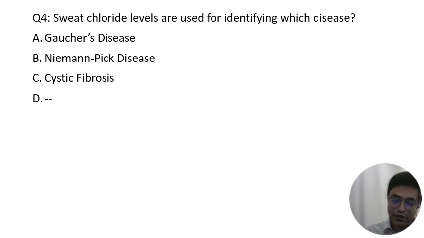Let's move to question number 4. Easy one-liner type of question. Sweat chloride levels are used for identifying which disease? Yes, the answer is cystic fibrosis. Cystic fibrosis is a condition in which there is a gene mutation of CFTR.